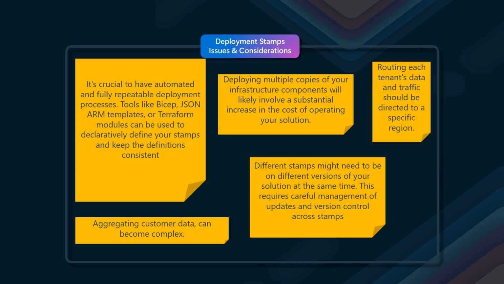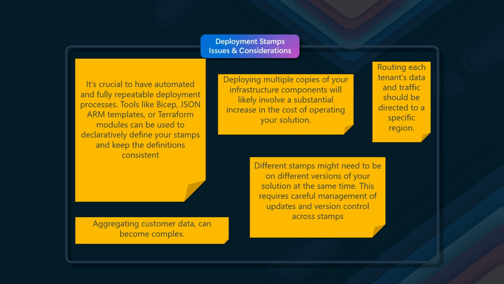Moving between stamps. Each stamp is deployed and operated independently, so moving tenants between stamps can be difficult. Custom logic is needed to transmit customer information to a different stamp and remove it from the original stamp. The process might require a backplane for communication between stamps, further increasing the complexity of the solution.